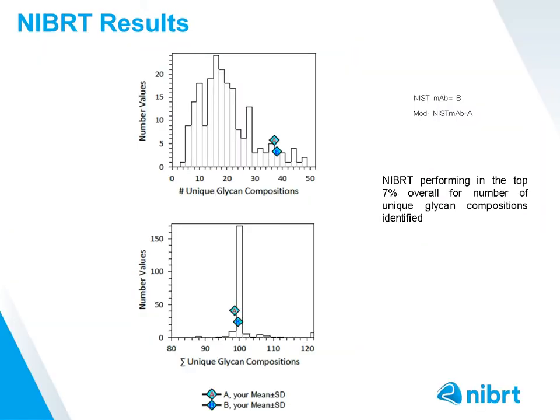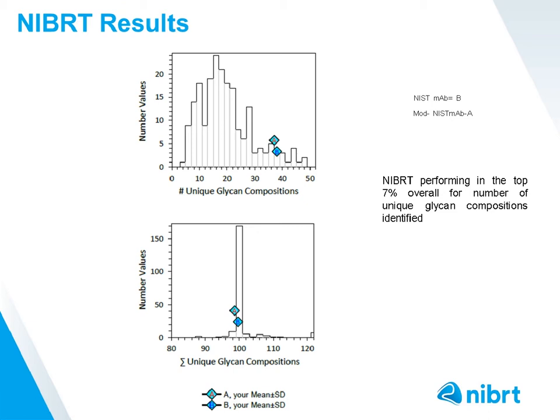And just to give you an idea of how NIBRT fared in the study, if you look at these charts, on the x-axis is the number of unique glycan compositions that were identified in the study from all of the different participants, and on the y-axis the number of labs that identified these glycan compositions. So you can see for both of our samples we identified almost 40 unique glycan compositions in our study, and of these 40 glycan compositions, we were able to identify 99.9% of the samples that were in the monoclonal antibodies.